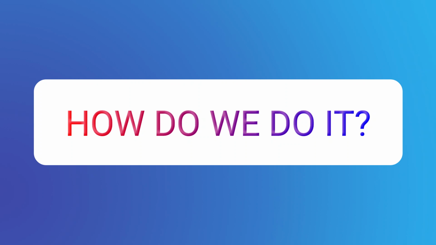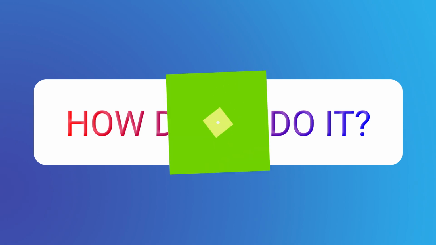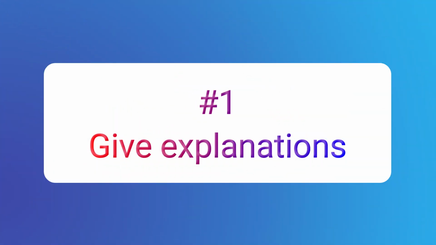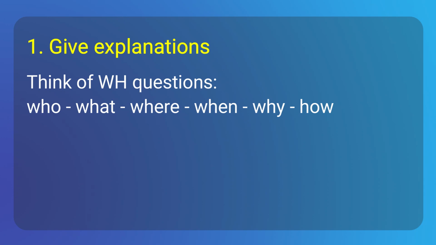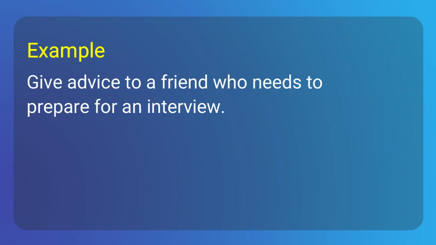Therefore, you need to strike a balance between main ideas and details. Now, how do we go from having a main idea to creating the details? I've got 5 different techniques that you can start using immediately the next time you practice. Number 1, give explanations. To start thinking of explanations, you can use the WH questions to help you. Create questions on your main idea using who, what, where, when, why, which can help you explore the topic from different angles.